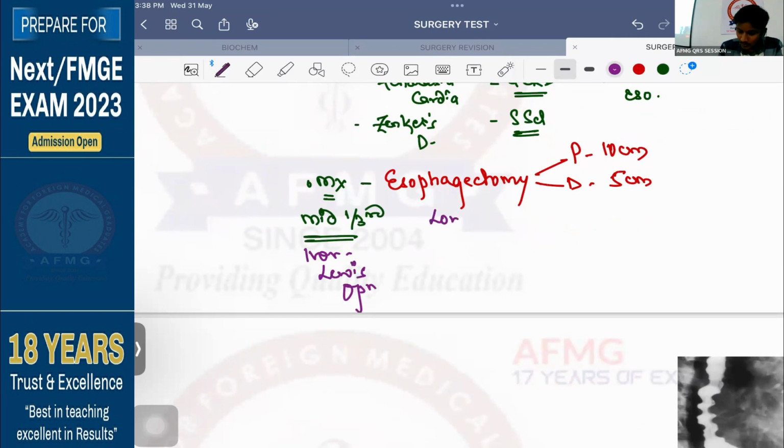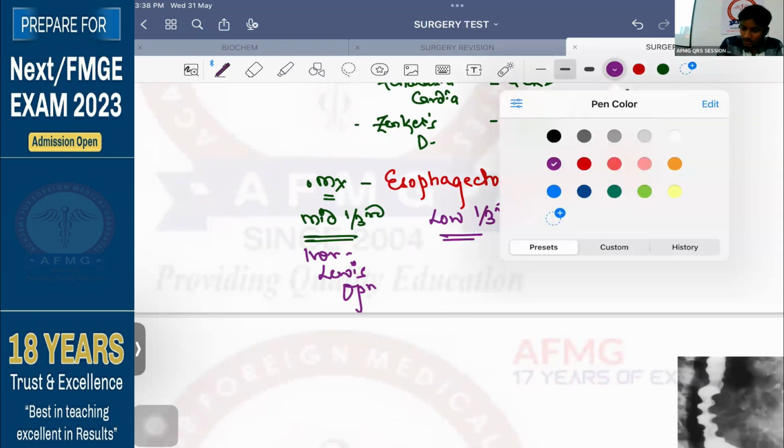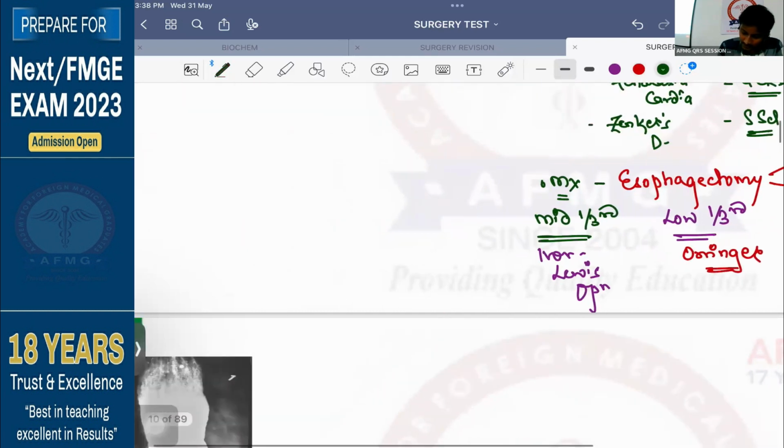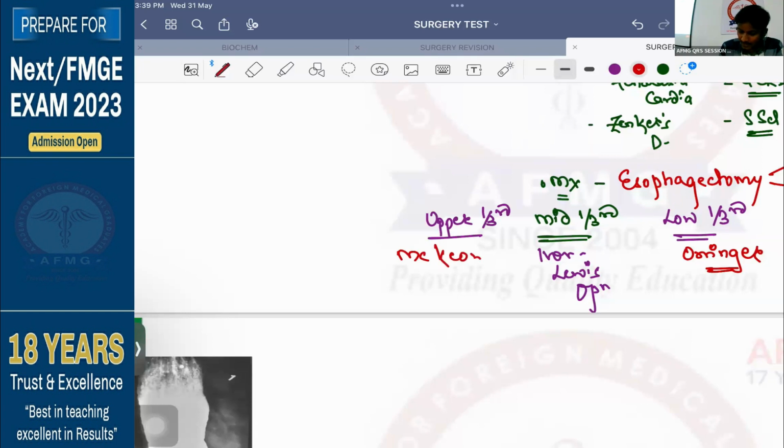But if it's in the lower 1/3, very good, it is called as Oringer surgery. Oringer is also known as transhiatal esophagectomy. Whereas if it is in the upper 1/3, McKeown's, very good. If it is in the upper 1/3, it is called as the McKeown's esophagectomy. Okay? So these are the three names, you need to remember them properly.